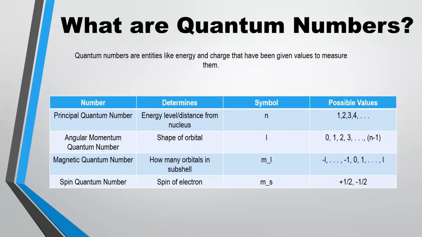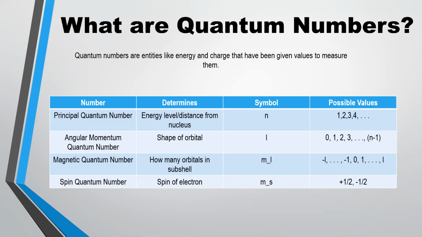The second quantum number is the angular momentum quantum number, and it determines the shape of the orbital of the electron. Its symbol is l, and the possible values for it are 0, 1, 2, 3, and so forth, until you get to n minus 1, so it's always going to be 1 less than the principal quantum number.